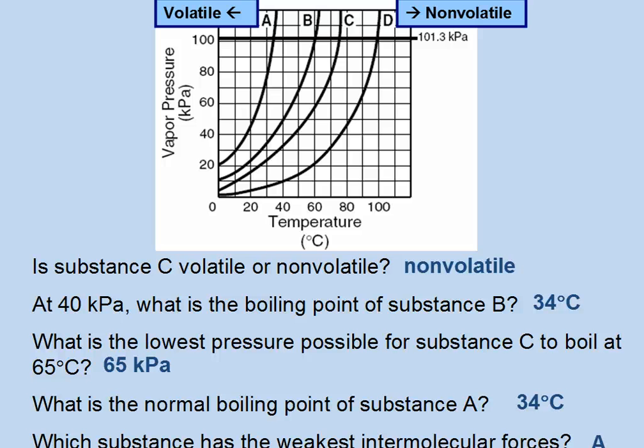That's the end of the video, and at this point, it's pretty short and sweet. You should be able to do the questions involving vapor pressure curves.